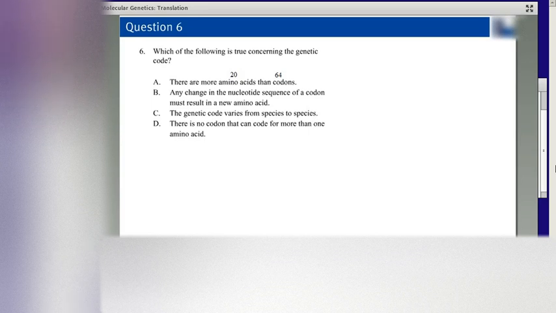Okay, so there are more amino acids than codons. No, that's not going to work. So we can get rid of answer choice A here. I just got to get my line going through the right piece. Okay, let's look at B. Any change in the nucleotide sequence of a codon must result in a new amino acid. We notice this is kind of extreme, and what is this saying?